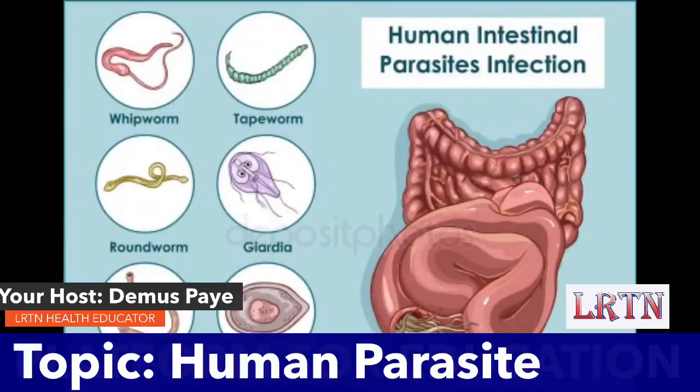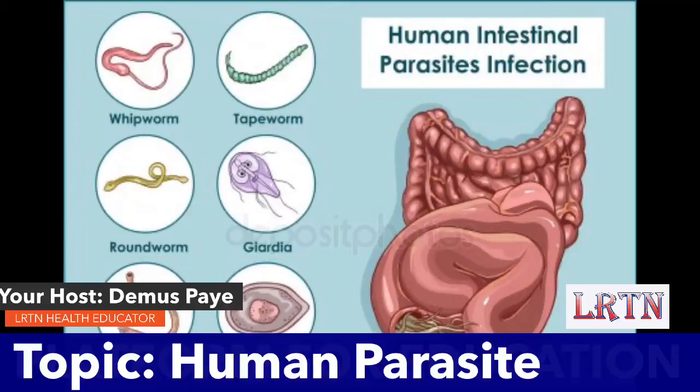We got whipworm. Whipworm over there is the worm that, when you have it, you go to the toilet with blood, with mucus and other things like that. You see that whipworm, you know what it causes? It causes rectal prolapse, or you will call it hemorrhoid. That's the kind of worm that can cause hemorrhoid. You see? Giardia lamblia.